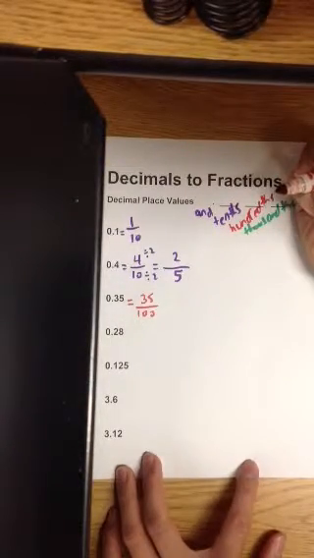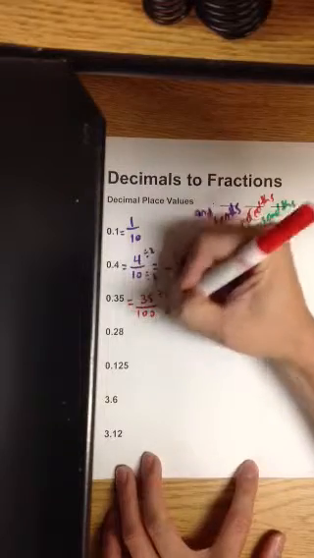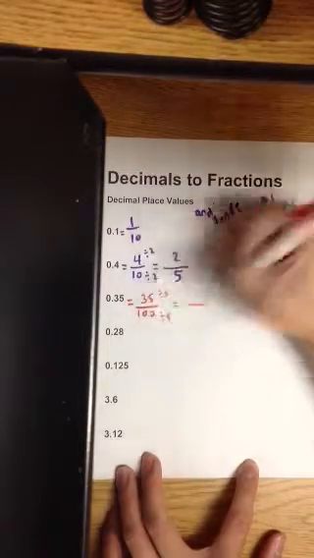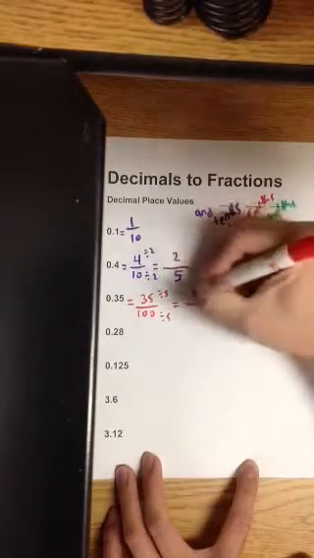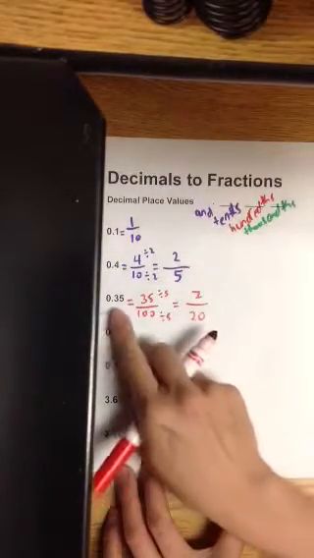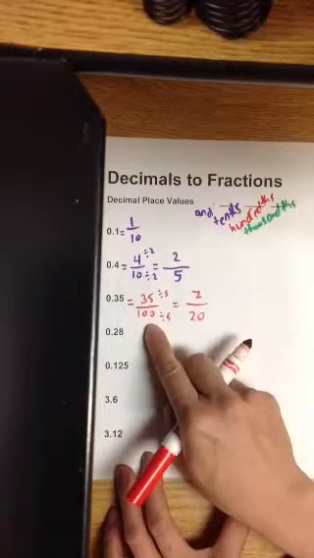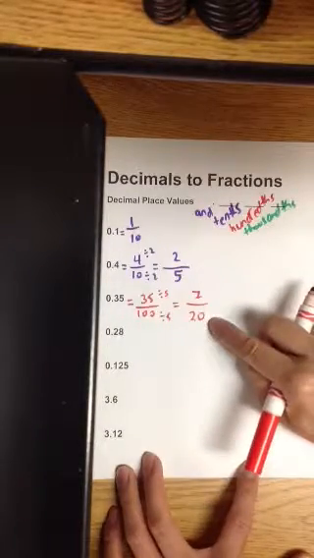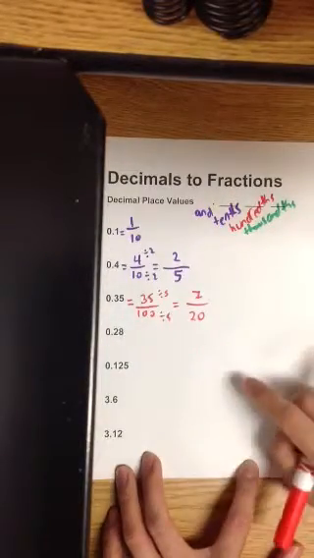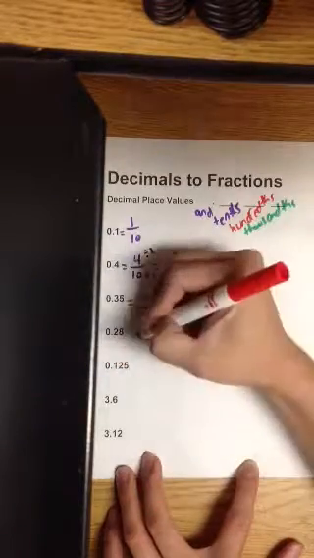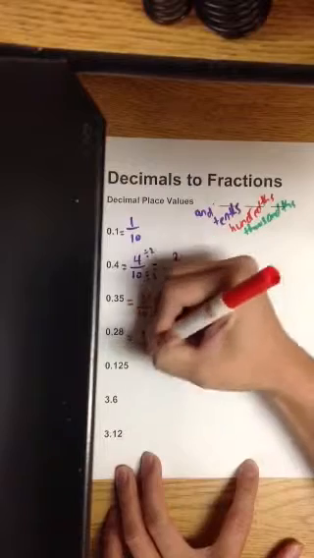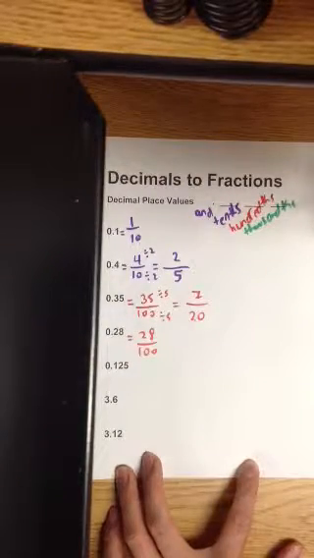I wonder if we could simplify this. The greatest factor I can divide it by is 5. Oh, it ends with a 5, so I know I can divide by 5. So it's 7/20. 0 and 35 hundredths is equivalent to 35/100, which is equivalent to 7/20. Our next example is 0 and 28 hundredths. It's written as 28 hundredths.